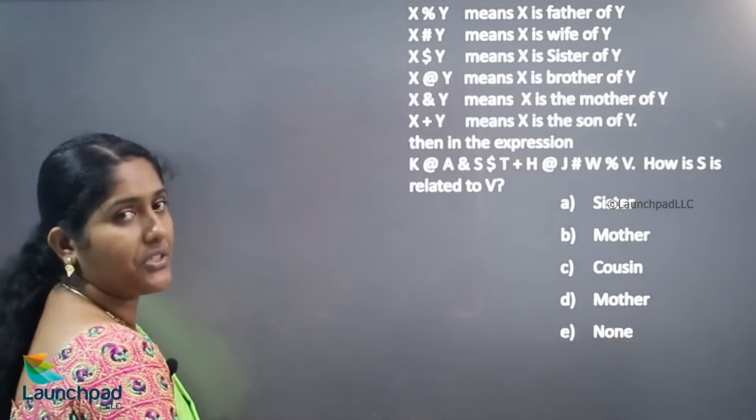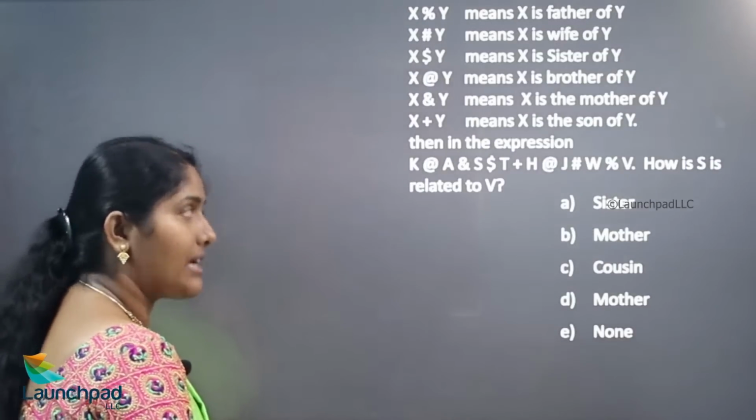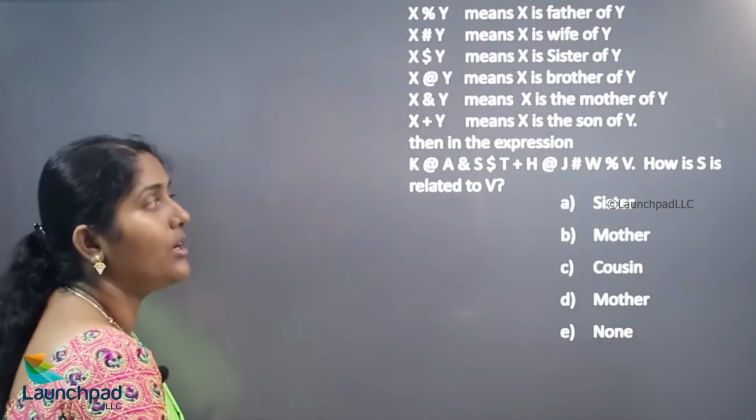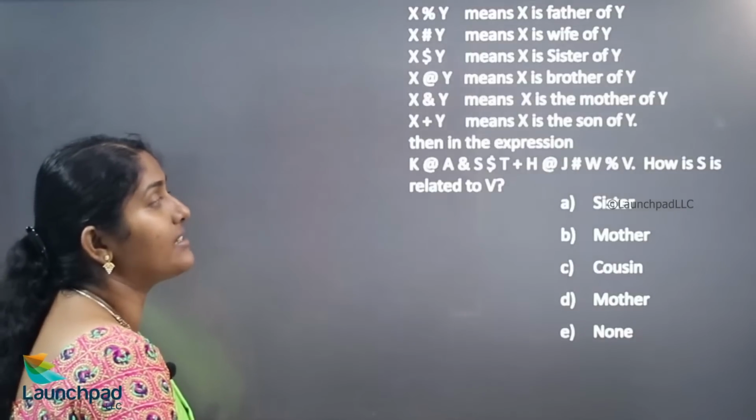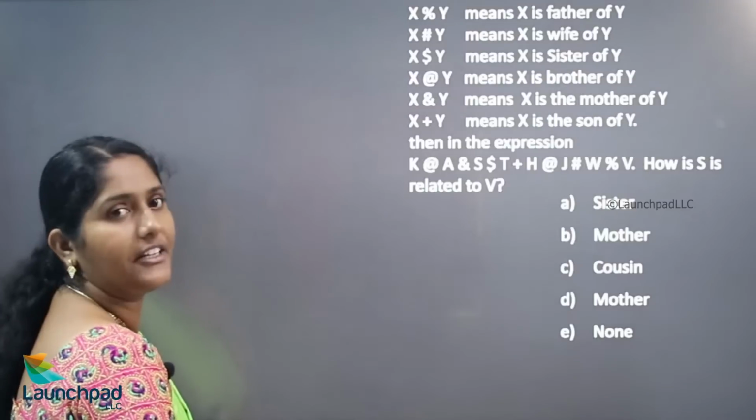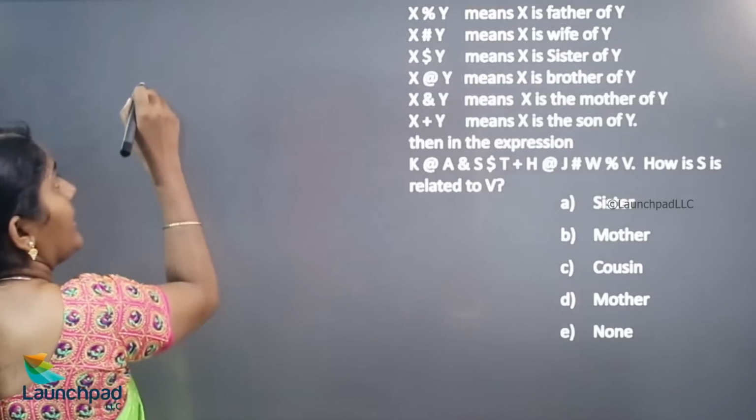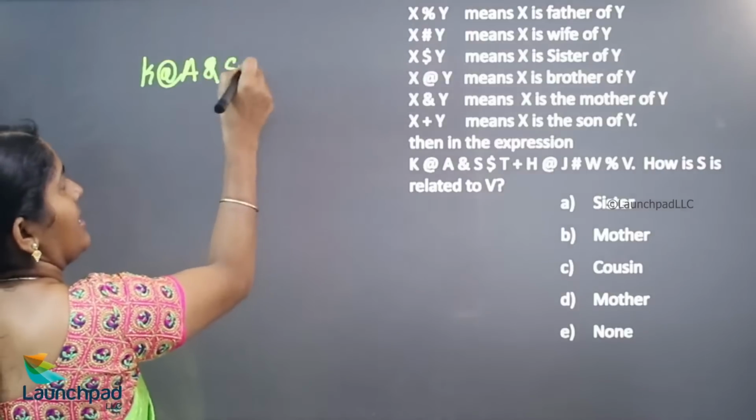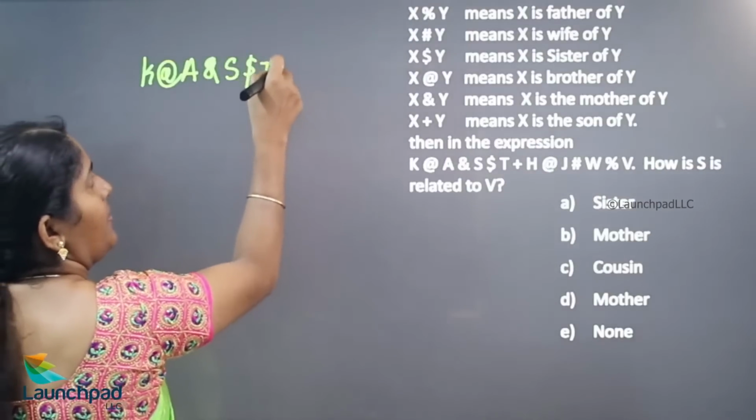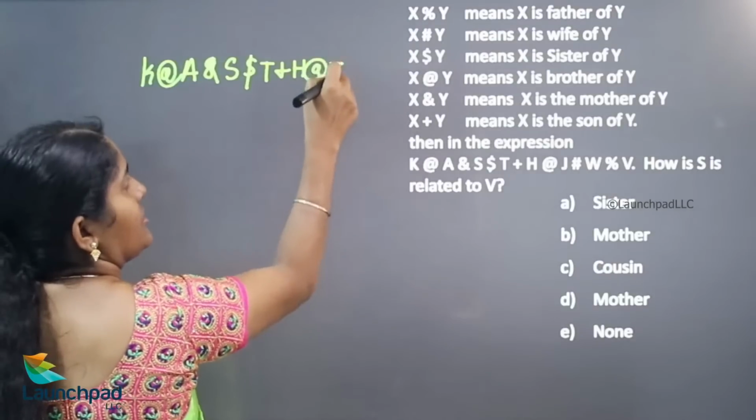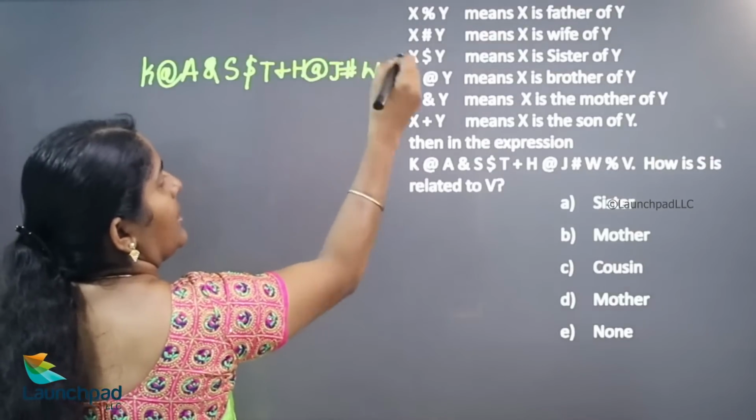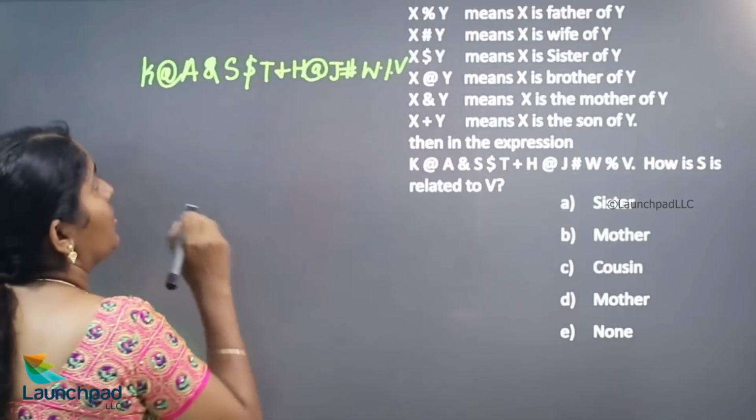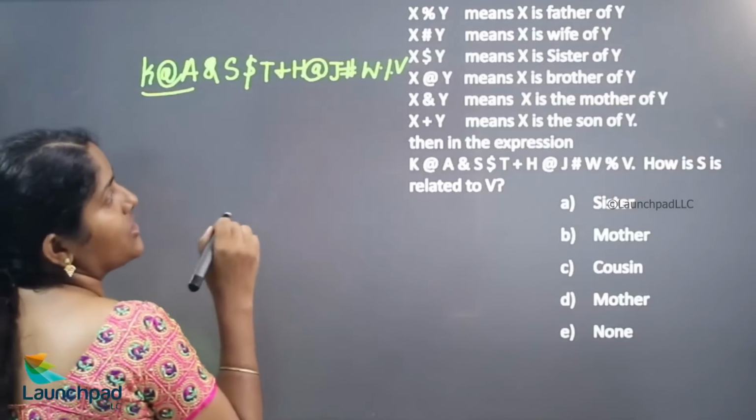They give one expression: K at A, S dollar symbol T plus H at J hash W percentage V. How is S related to V? Here K at A, S dollar symbol T plus H at J hash W percentage V.